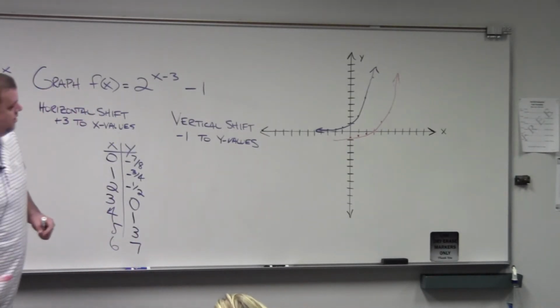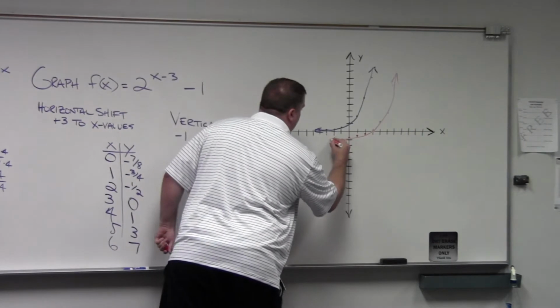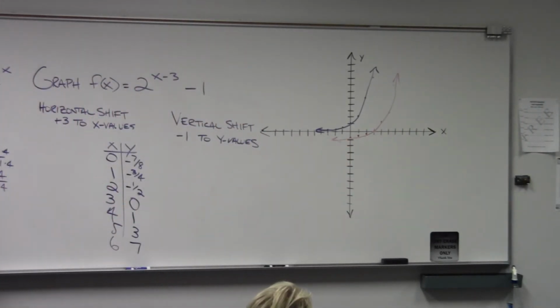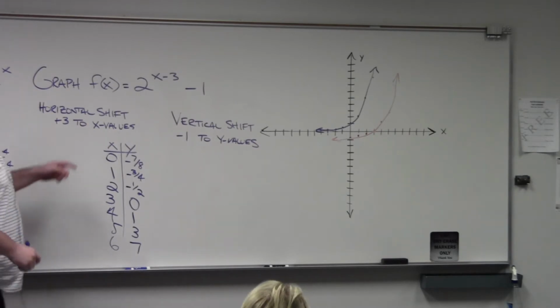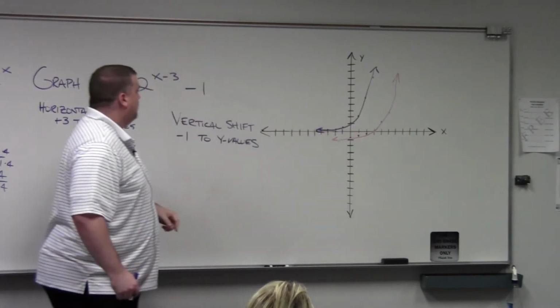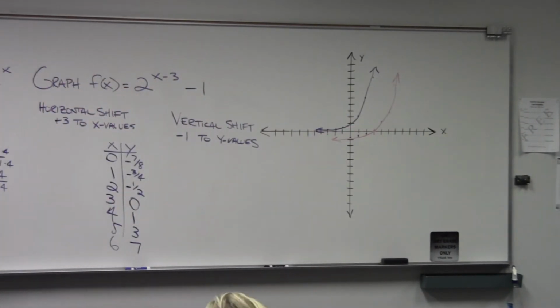Okay. So did we end up with the same shape? Minus my poor graphing. Did we end up with the same shape? It was just shifted 3 to the right. All the points were shifted 3 to the right and down 1. So the graph itself looks the same. It's just shifted.